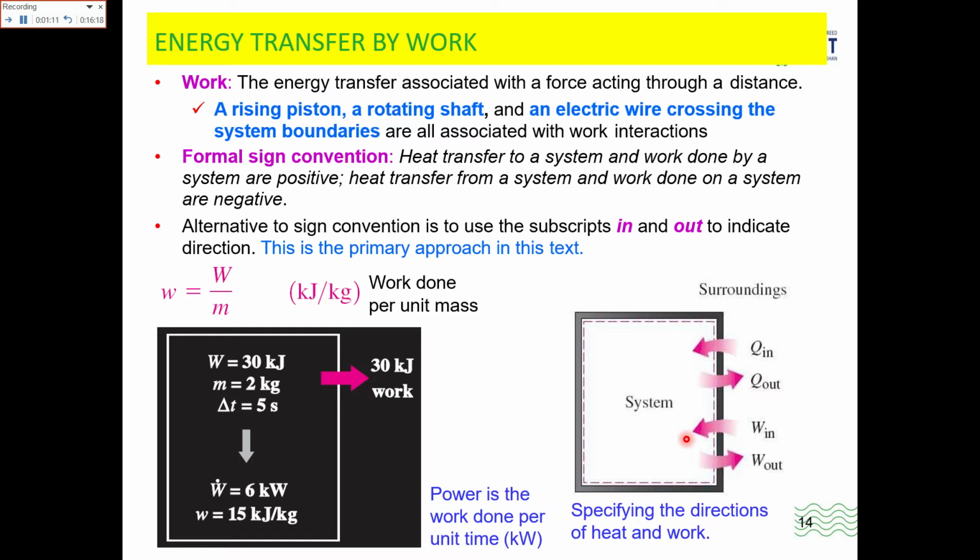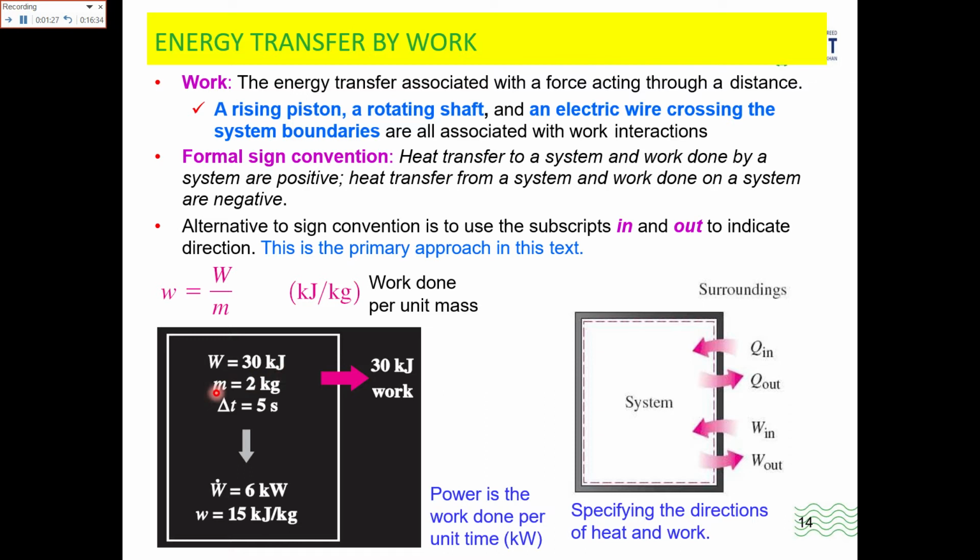So W equals F times D, as we studied in the last lecture. The work done per unit mass is small w, which equals W over m. Here you can see in the example W equals 30 kilojoules.